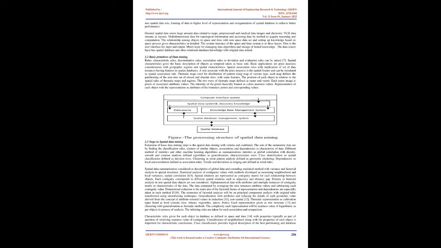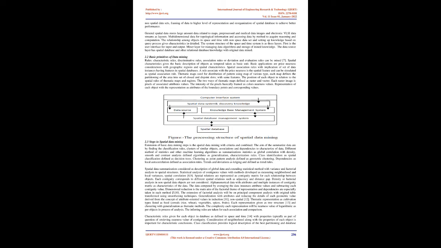The position of each object in relation to the spatial rules of thematic maps and regions. The two ways of thematic maps are defined as raster and vector. Each raster image is pixels of associated attribute values. The intensity of the pixels is basically framed as color nearness values. Each object is represented with attributes of the boundary points and corresponding values.